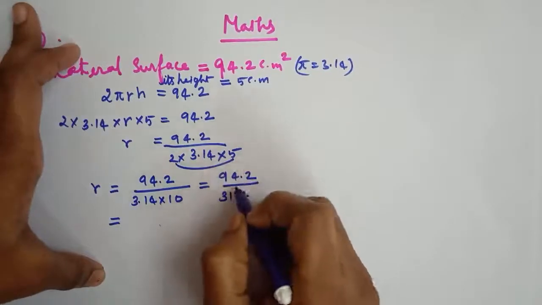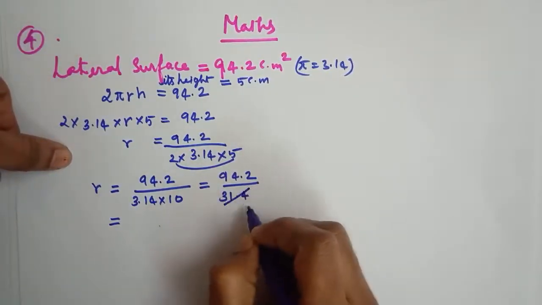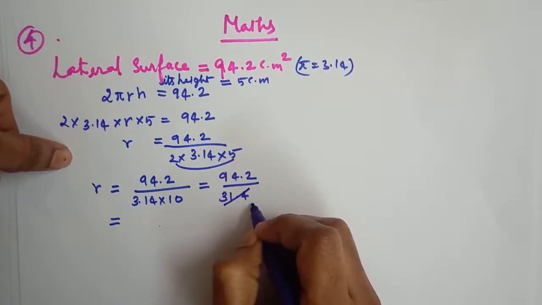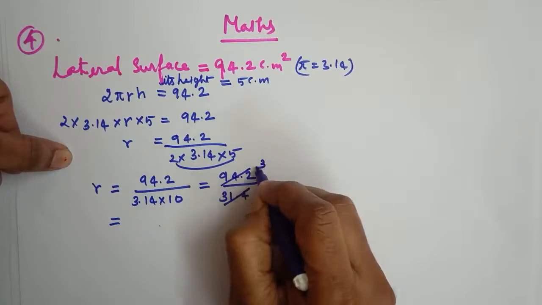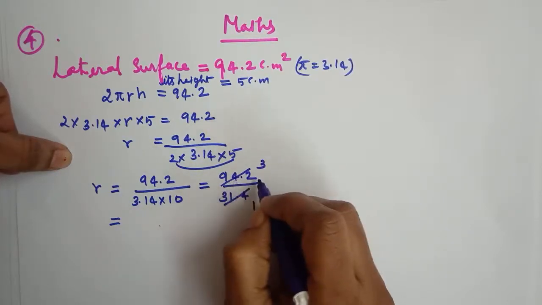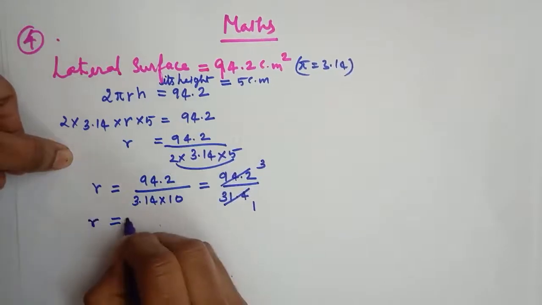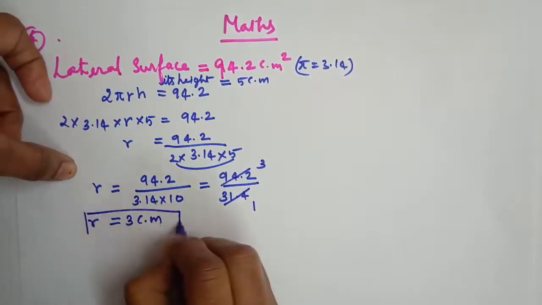Students, listen, 94.2 divided by 31.4. Three times 31.4 is equal to 94.2. So r is equal to 3, r equals 3 centimeter.